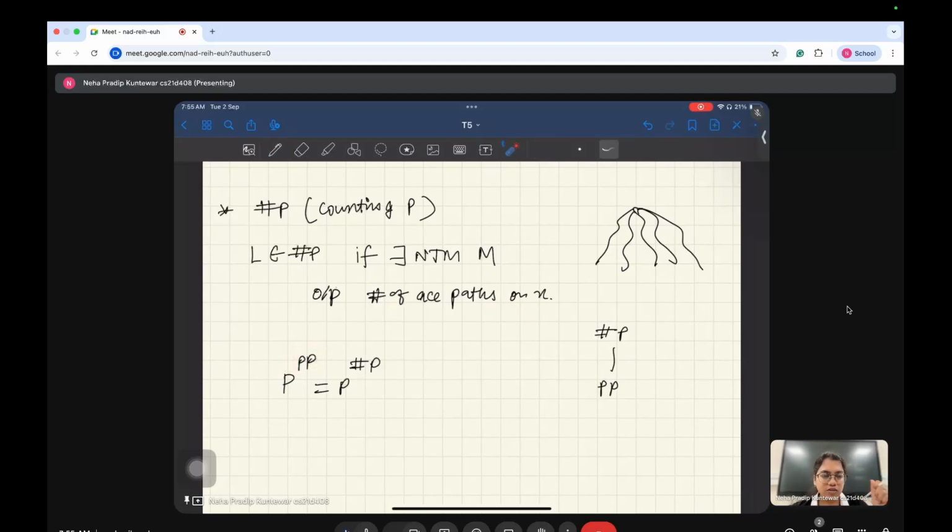It just tells you some information about the total number of accepting paths. It tells you whether the majority of them are accepting or the majority of them are rejecting. Whereas what sharp P does is that it tells us the exact number. So it's plausible that sharp P is much higher, or at least higher in the hierarchy than PP, because if you know the answer to sharp P, you of course know the answer to PP.